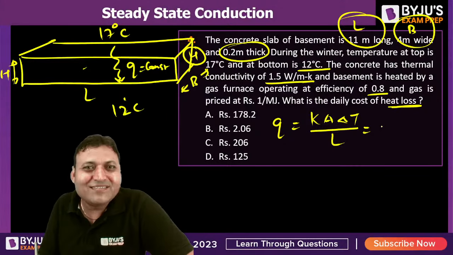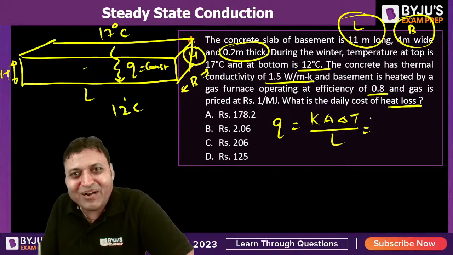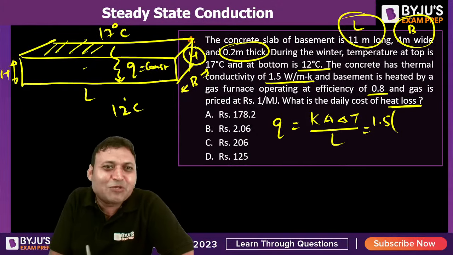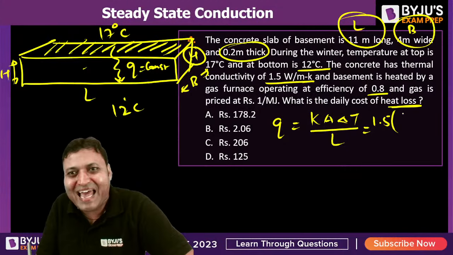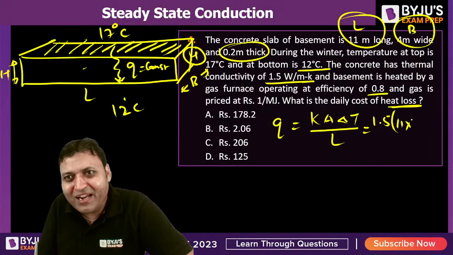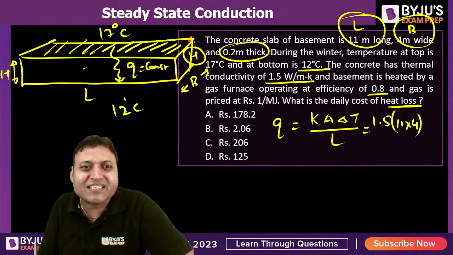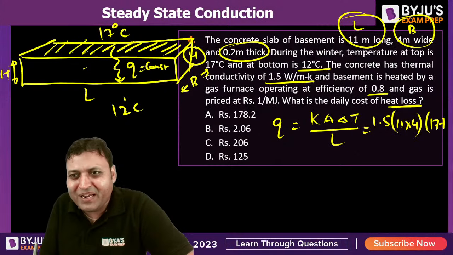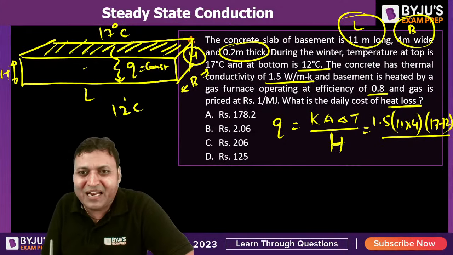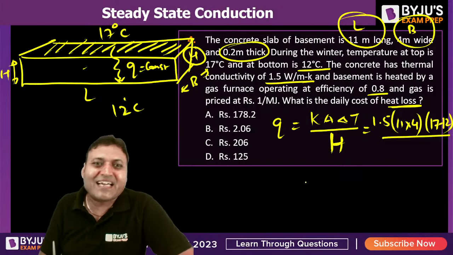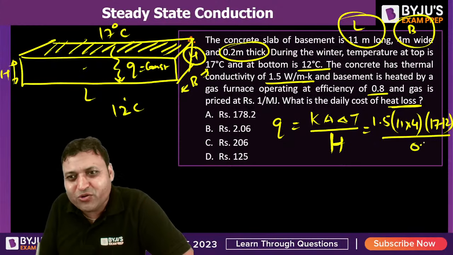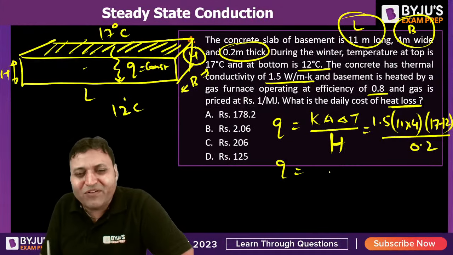K delta T by L. Put the values. K, the thermal conductivity, is 1.5. What is the area? A is the area which is perpendicular to the direction of heat flow. That is L into B, that is 11 into 4. And what is delta T? 17 minus 12 upon H. H is the thickness, which is 0.2. From here we can find out the value of Q.